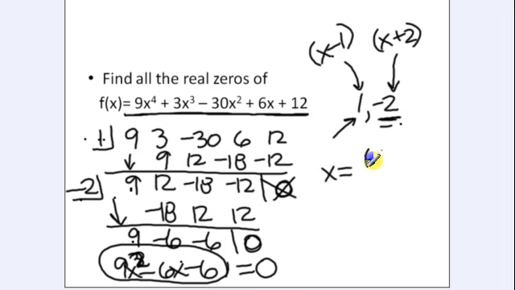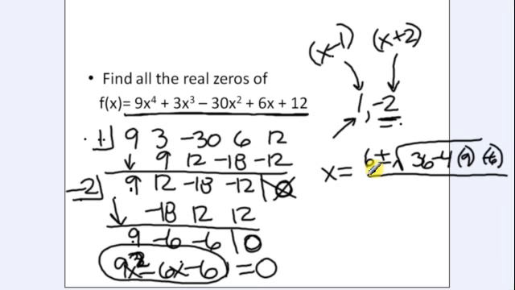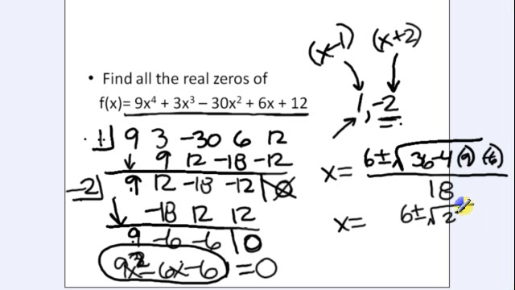X equals opposite b, plus or minus square root. B squared, which would be 36, minus 4 times a, which is 9, times c, which is -6. And that's all over 2a. 2 times 9 would be 18. All right, so let's simplify this. So we get 6 plus or minus the square root of 252. I simplify what's under the square root, divide by 18. Sometimes it's going to be good to simplify this in parts, just in case we have an imaginary number.